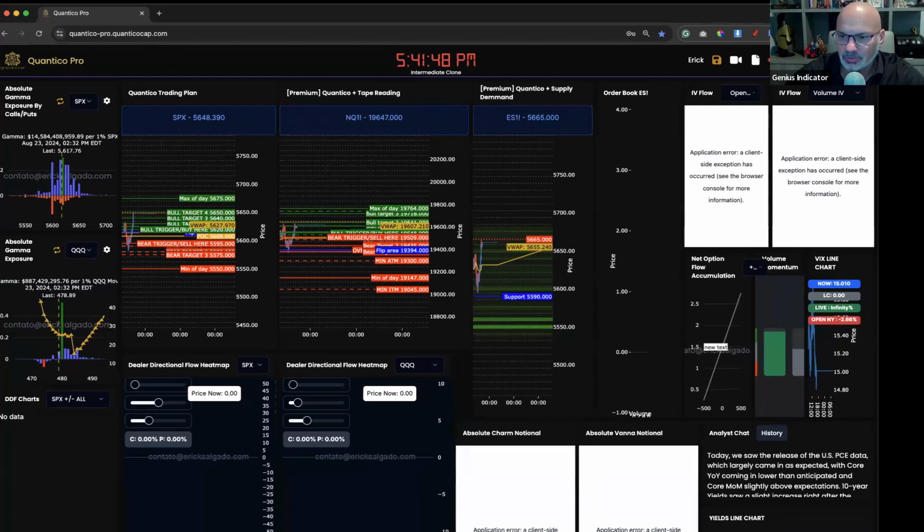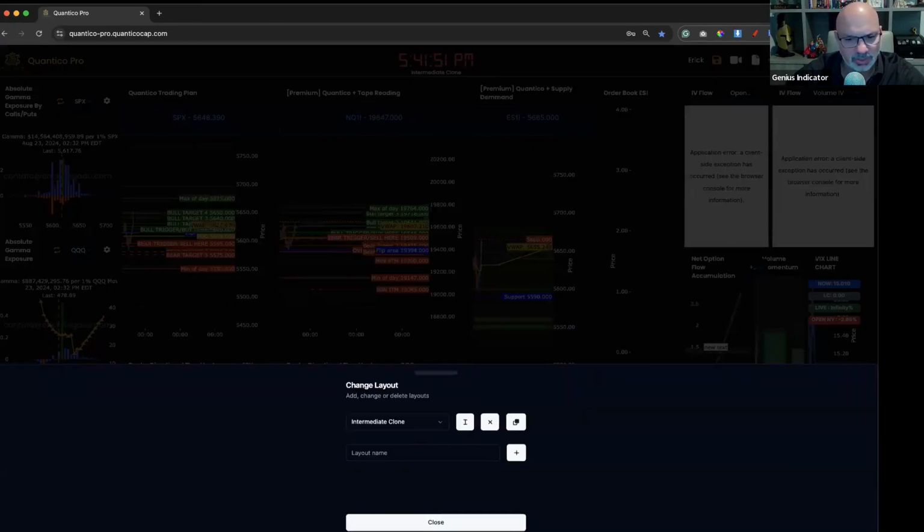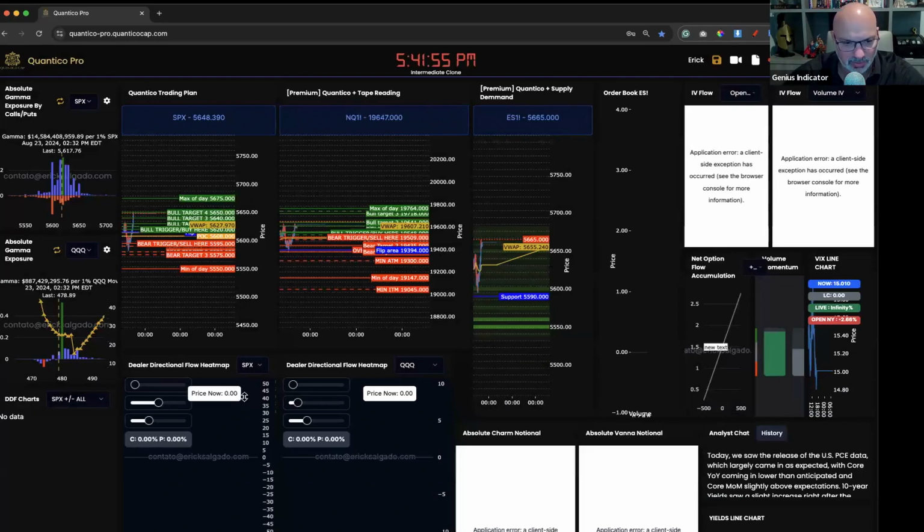We're going to create a new one just to see how the strategy works. You can actually trade with the intermediate because you have the dealer directional flow heat map here and here, SPX and triple Q, and you also have momentum. So we're going to use this one, and this one.